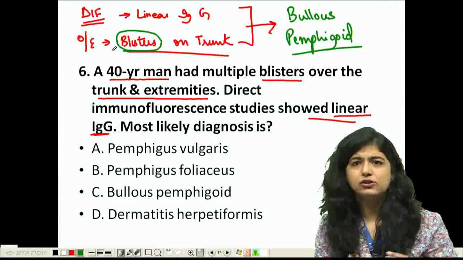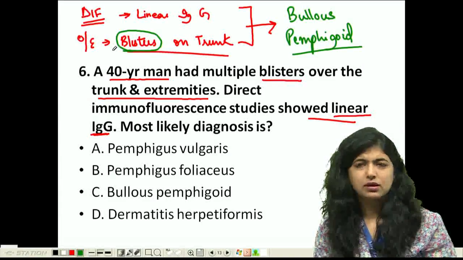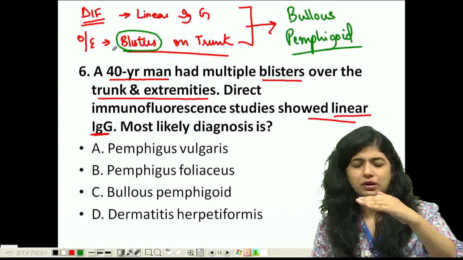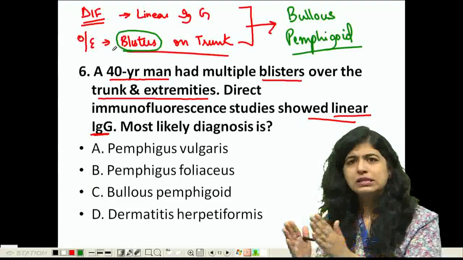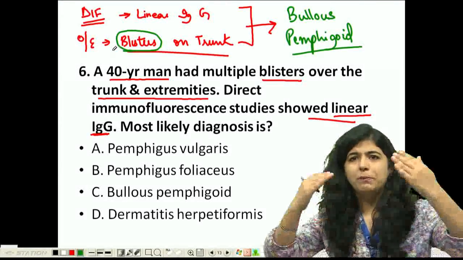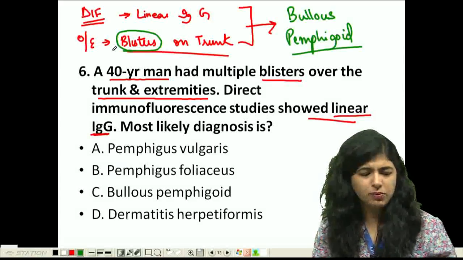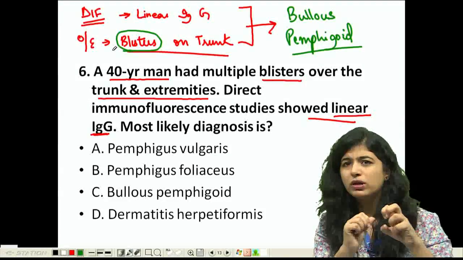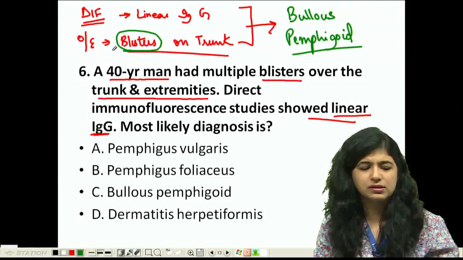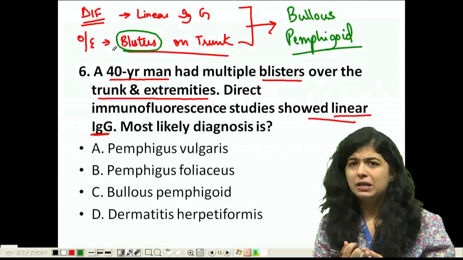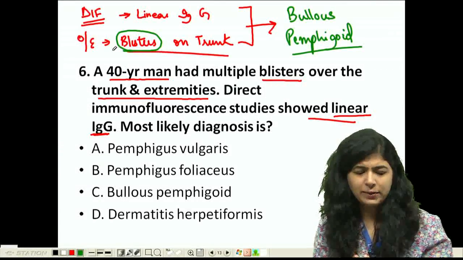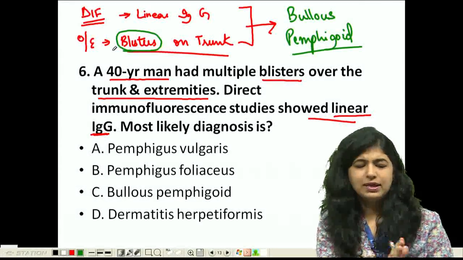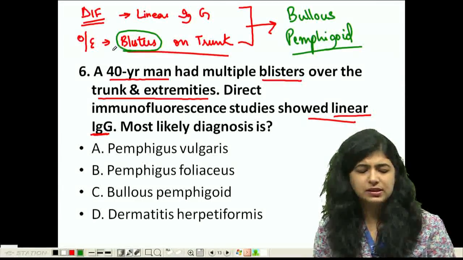So if they're intact bulle all over the body, it means that they are stronger, they are subepidermal. And the distribution is trunk and extremities, which means trunk, lower limb. The lower body is more involved in your subepidermal group of disorders, while the upper body is more involved in the pemphigus group of disorders. Not a very important criterion to differentiate, but we are just talking about what the question gives us. You have to catch the hints that it is giving you. So it's a man with multiple bulle over the lower body. We know that it is a subepidermal group of disorder. Then the DIF gives us further idea. DIF says it is linear IgG.